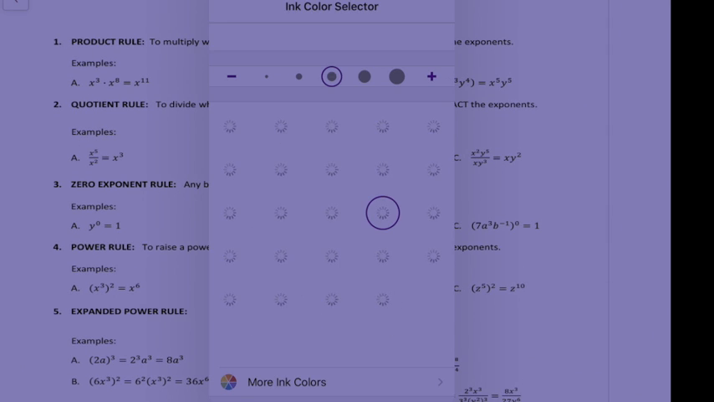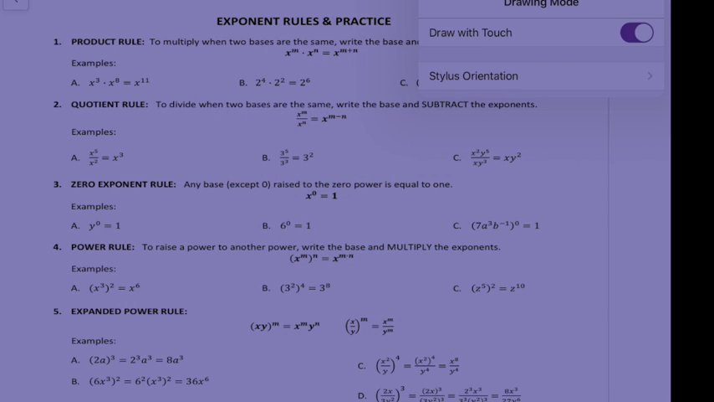So you guys, wait a minute. Yeah, there you go.